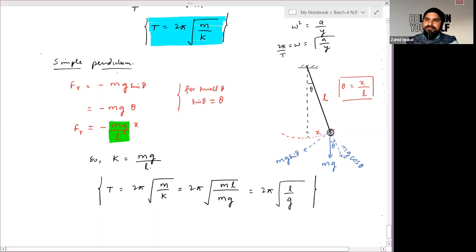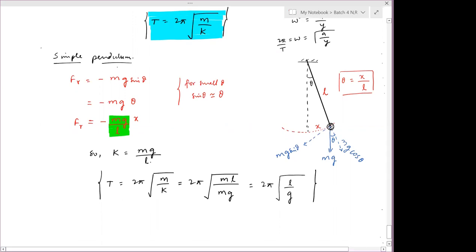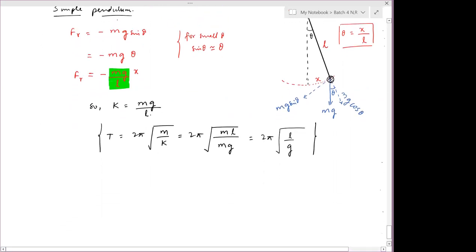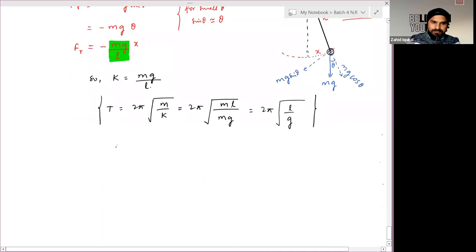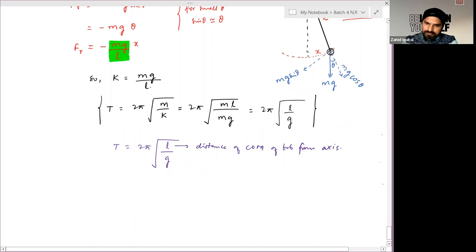Have you all done? Yes, sir. Now in this part, time period equals 2 pi root under L by g. So L defines the distance of the center of mass of the bob from the axis. And g is the net acceleration.